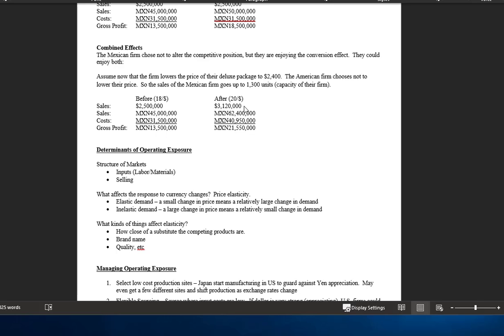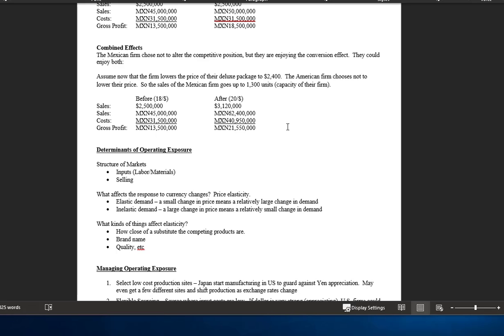Now they're going to sell everything cheaper but more units. So their gross sales go to $3.12 million. If we convert that to pesos, it's 62 million. Their costs go up, right, because they're selling more units, more capacity, so their costs have increased. But their peso profits now are 21 million, so not quite a clean double, but definitely more than if they just pocketed the extra money from the currency effect.